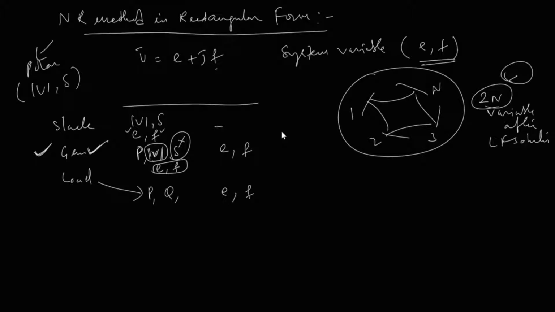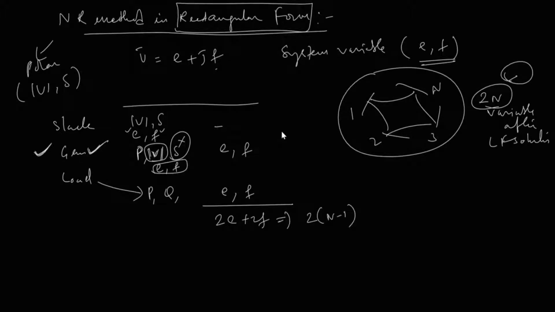Okay, so altogether the unknown variables in this rectangular form will be 2 E's and 2 F's, that is 2 times (n minus 1) buses. Or if I say m generators, n load buses and 1 slack bus, then I have 2m plus 2n variables to find out.